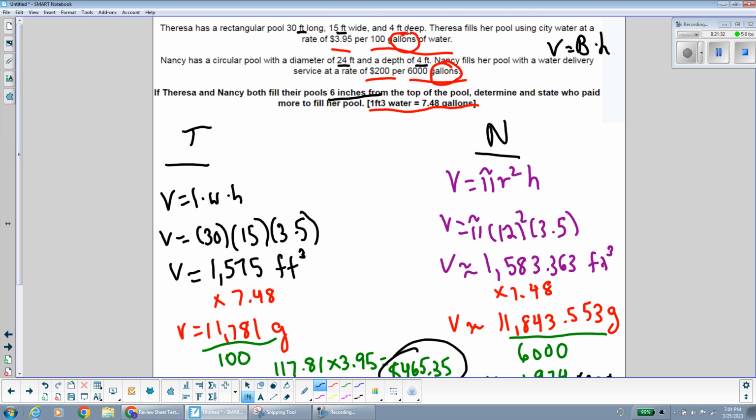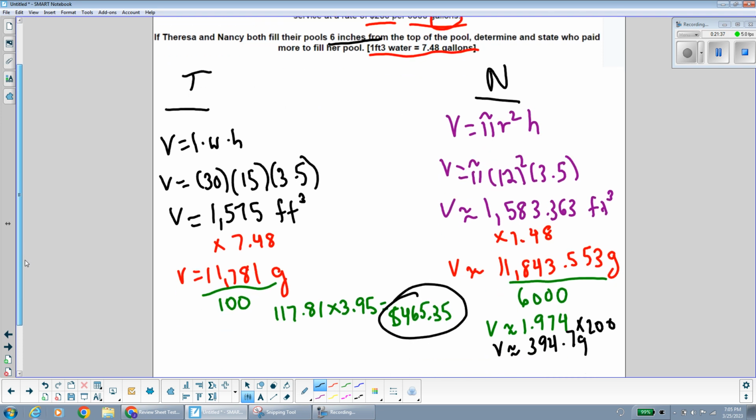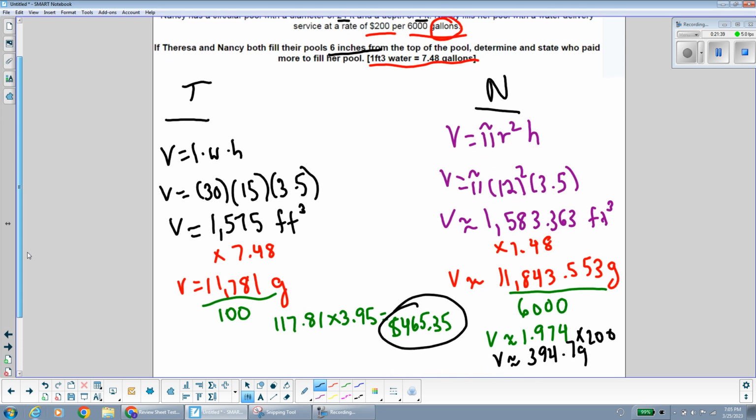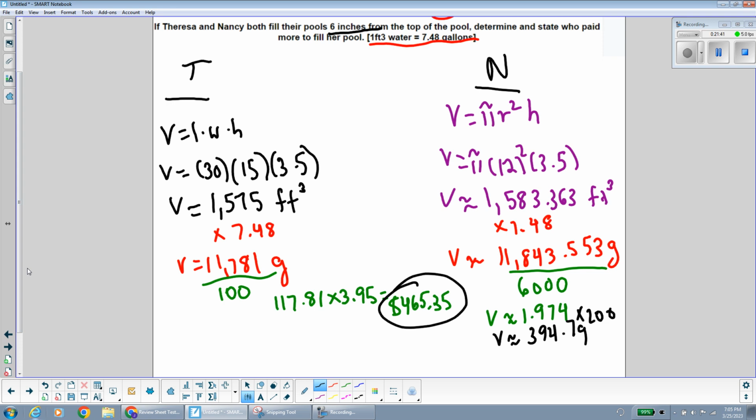So Teresa is actually paying more money to fill up her pool, even though initially, from just looking at the numbers here, it might have seemed like maybe Nancy was going to pay more. But Teresa is actually paying more to fill up her pool. And that's all the question was asking, to determine and state who paid more to fill her pool. So the answer would be Teresa paid more to fill up her pool. This is a long video.